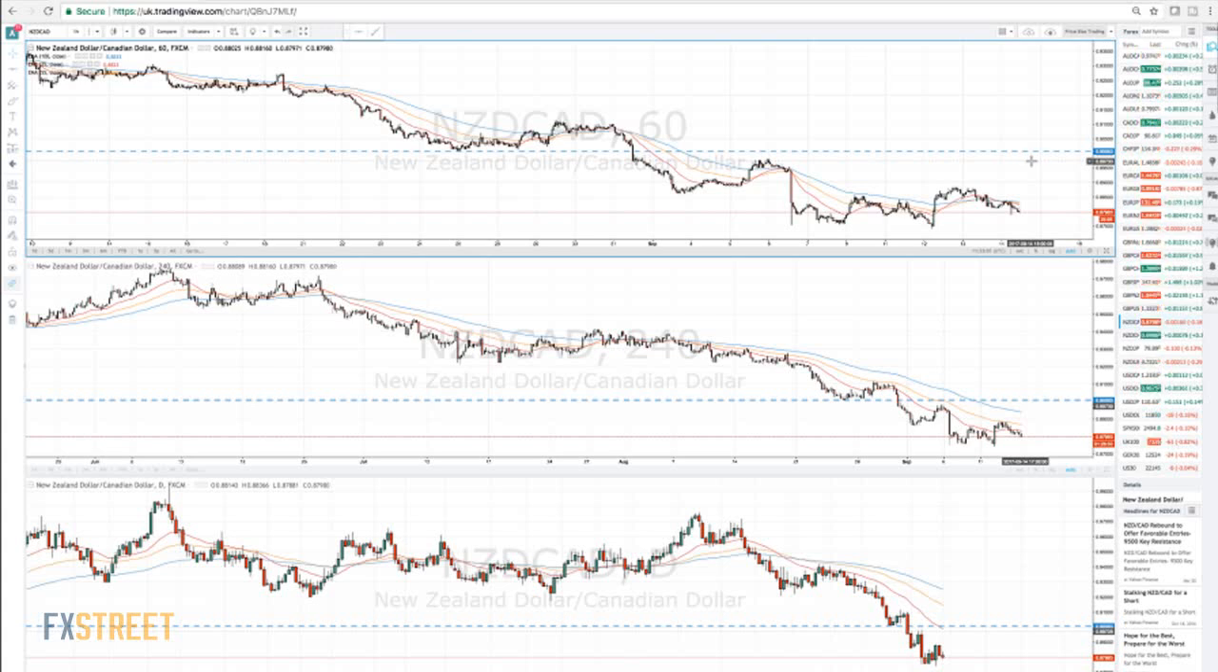So, New Zealand CADs, looking for a bit of a pullback here. I think that this is the first level. Look for a 1, 2, 3 reversal. Because, as I said, it's on the 60-minute chart, I think we look for the reversal on the 5-minute chart. So up, down, up from the 5-minute chart, that's where we get the 1, 2, 3 reversal.